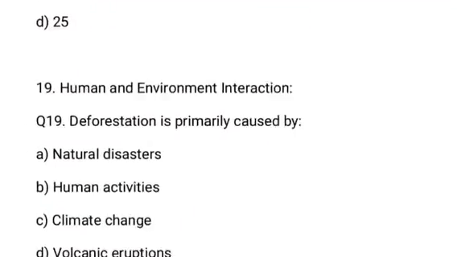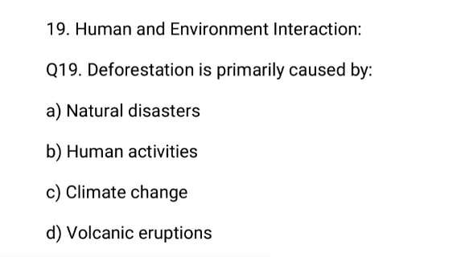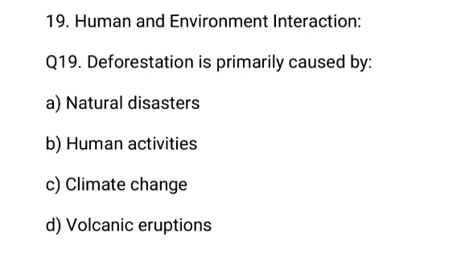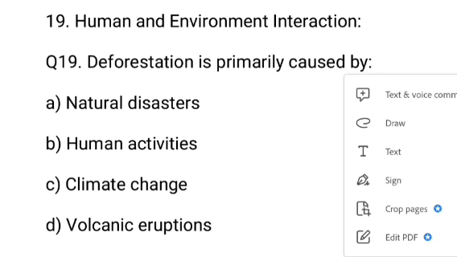19. Human and environment interaction. This is the subject or topic, and the question is, deforestation is primarily caused by what? Natural disasters, human activities, climate change, volcanic eruptions. Okay, it will be human activities, that is option B.